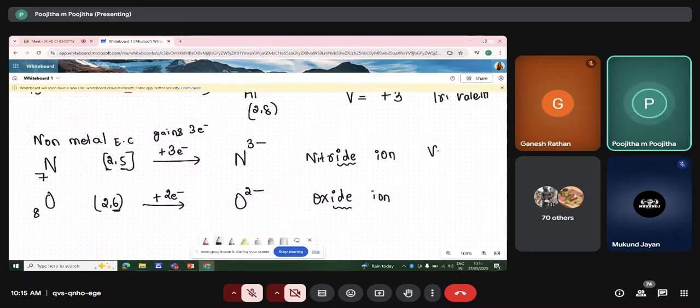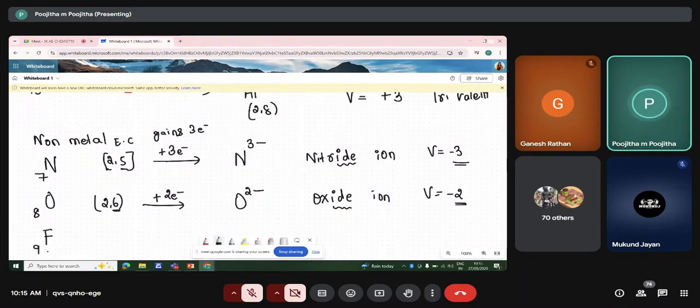So valency is nothing but the charge on the ion. So nitrogen valency is -3, oxygen valency is -2. Valency 3 plus or minus. In general, it is called what? Trivalent. 2, divalent or bivalent.